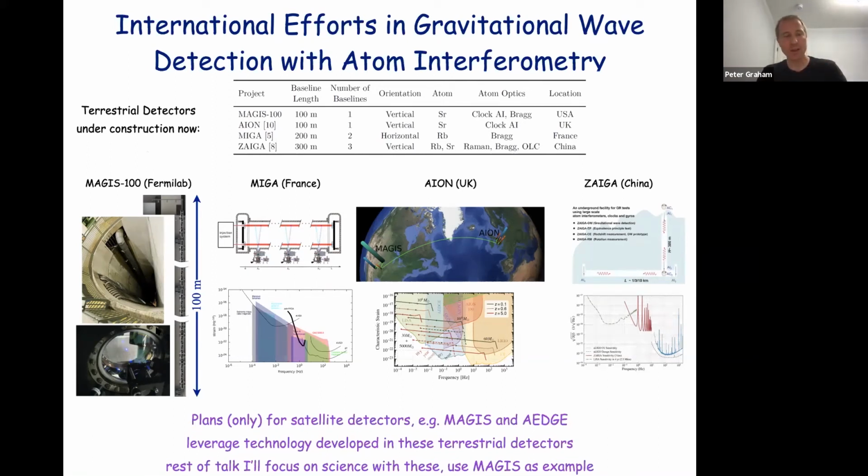I know the timescale for MAGIS the best, since I'm involved with it. MAGIS 100, we hope to be operational in ideally less than 5 years, taking data in under 5 years. Based on the work with these terrestrial detectors, we'd scale up ultimately to the kilometer scale.